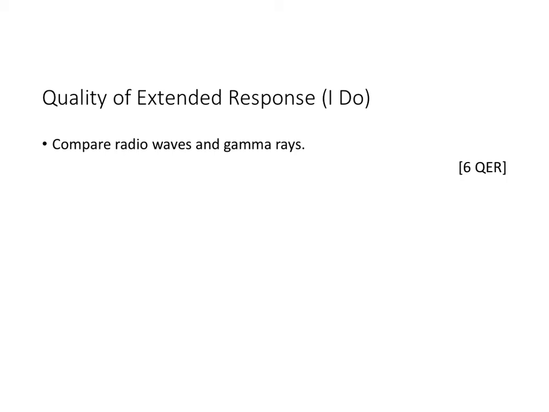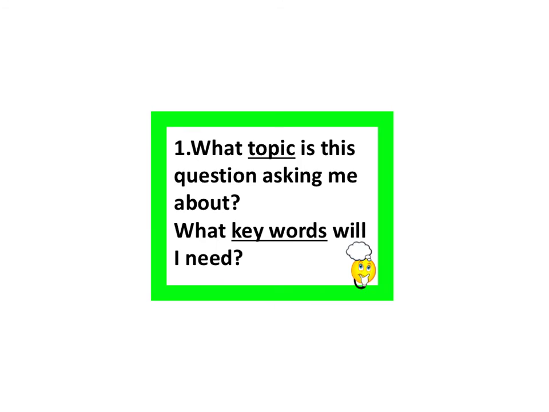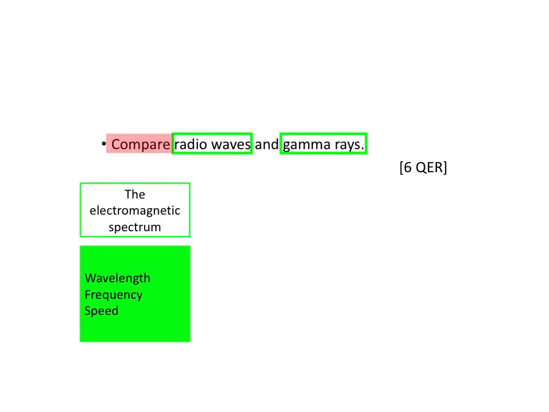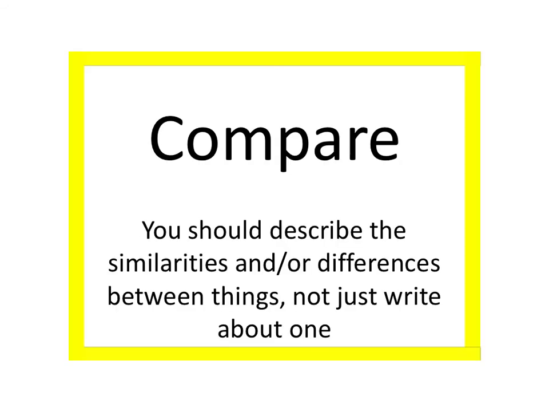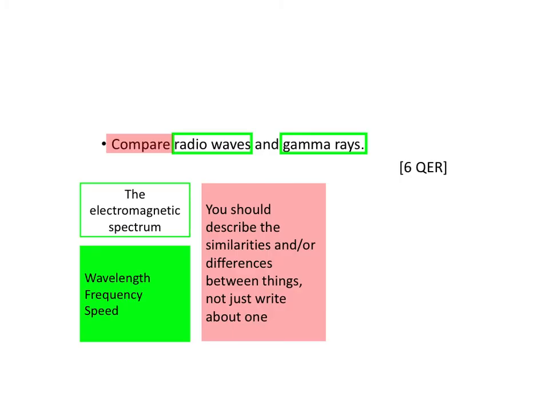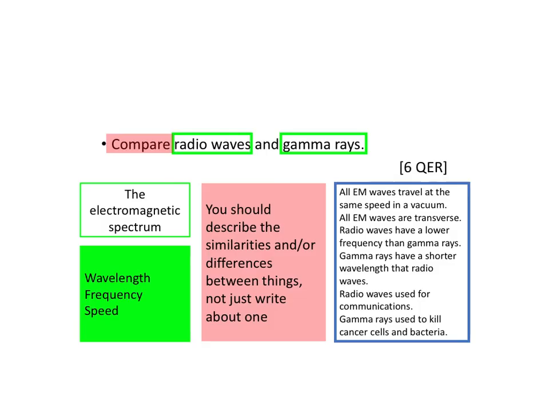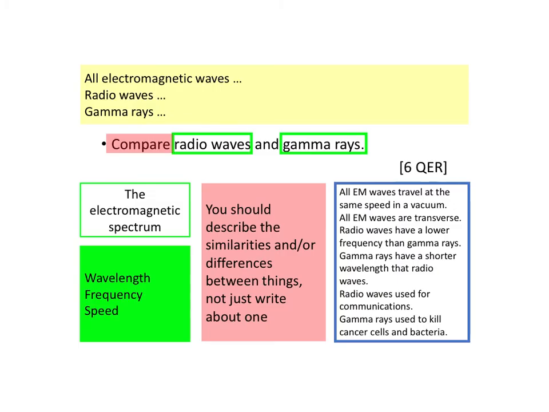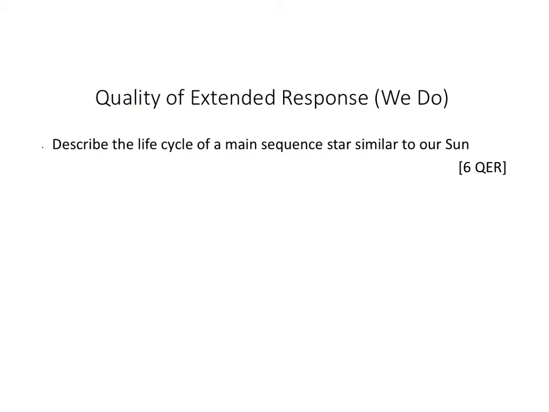So we've got an example from waves, which you would have used last year in year 10. What's the topic asked about? Let's look at the question. It says compare radio waves and gamma rays, so it's about the electromagnetic spectrum, it's about wavelength and frequency. What's the command word? Well, it says compare. So we know compare, you've got to describe similarities and differences between things, not just write about one. What's the core knowledge? Well, we've got loads of core knowledge here. I'm not going to go through it all with you. And then how can you start your answer? Because it's a compare question, we can say what both things have or what one has compared to the other.